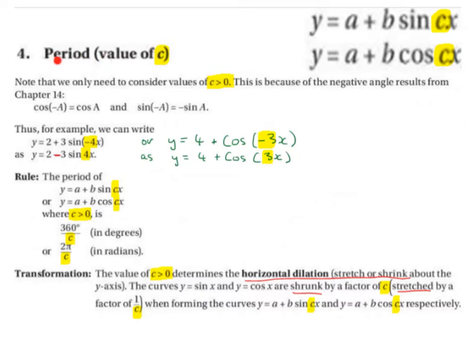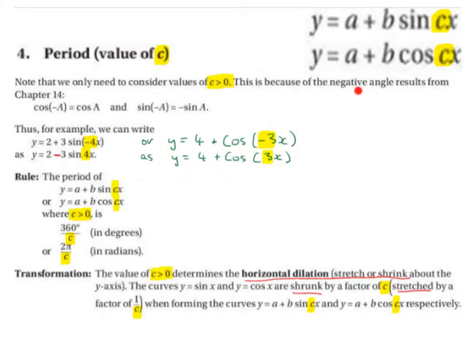period. This is the value of c in the graphs y equals a plus b sine of cx and y equals a plus b cos of cx. So the c value that's stuck on in front of the x. Note that we only need to consider values of c greater than 0.